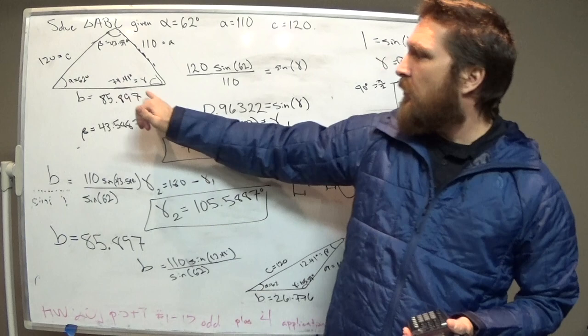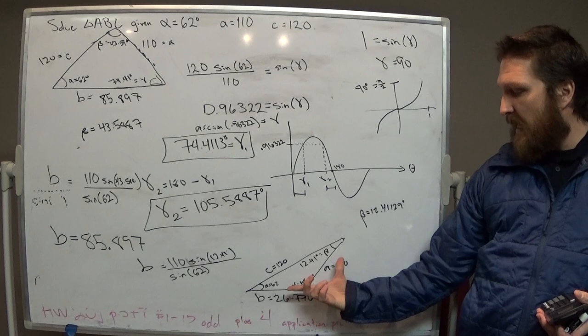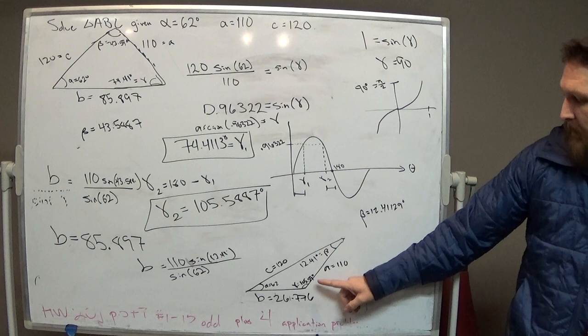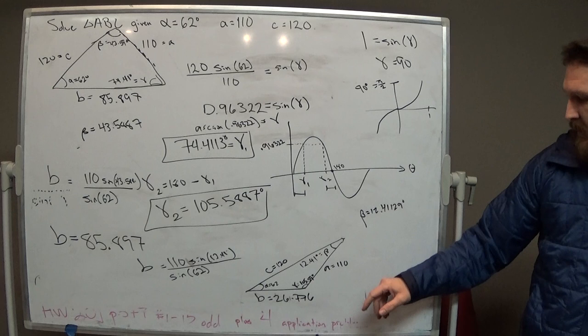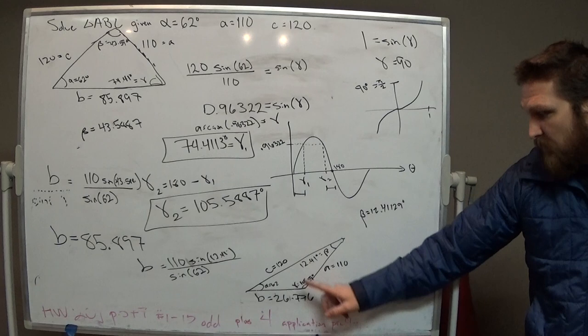Right? That should just make intuitive sense: if you have an obtuse angle, that should be opposite your longest side. I'm just going to check that. My obtuse angle is right here. The opposite side, is that the biggest one of these numbers? Yeah, 120 is bigger than 110. It's bigger than 26. Okay, what's my smallest angle? Well, 12.41. Is that my smallest side? Yep, 26 is smaller than 120 and smaller than 110. All right, that looks good.